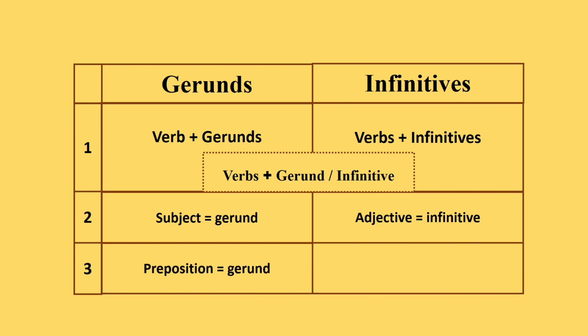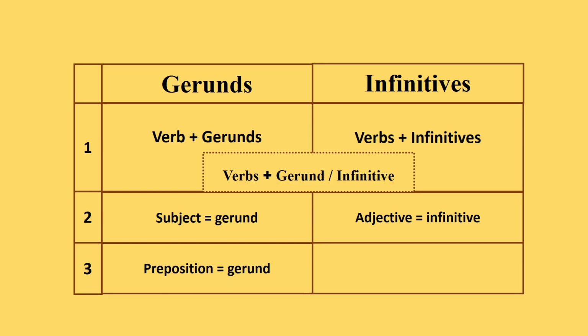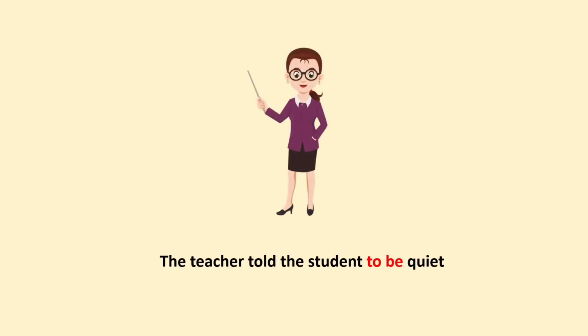After the preposition, we usually use gerund. For example, I thought about taking guitar lessons. After a noun or a pronoun, we almost always use infinitive. For example, the teacher told the student to be quiet.